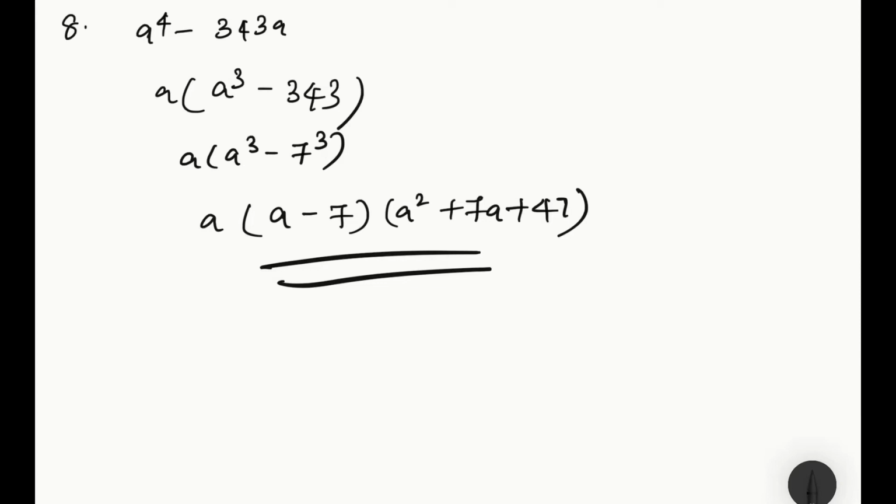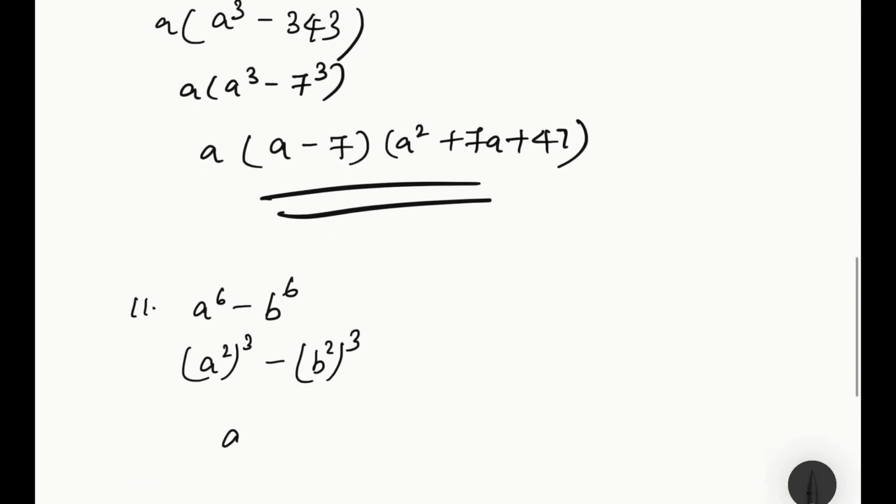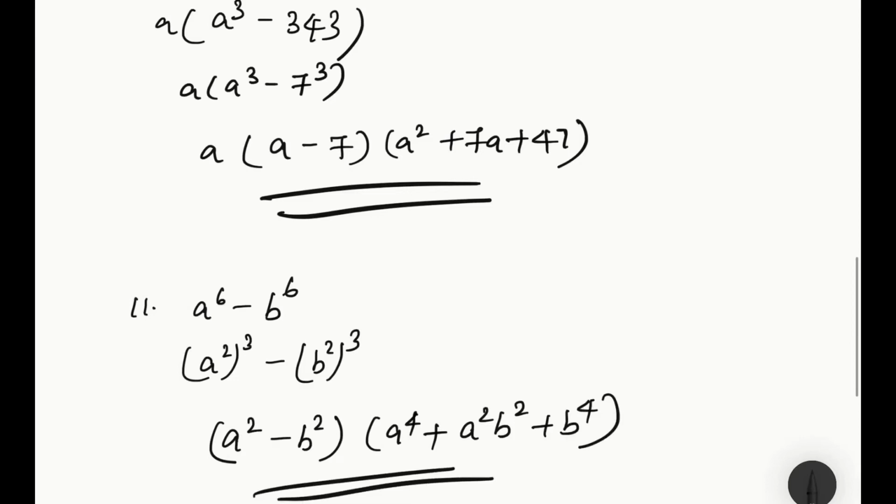Now in a similar way, let me come to the 11th question. Question number 11, we have a to the power of 6 minus b to the power of 6. So a to the power of 6 can be written as a square whole cube minus b square whole cube. So we have a square minus b square into a to the power of 4 plus a square b square plus b to the power of 4. Okay.